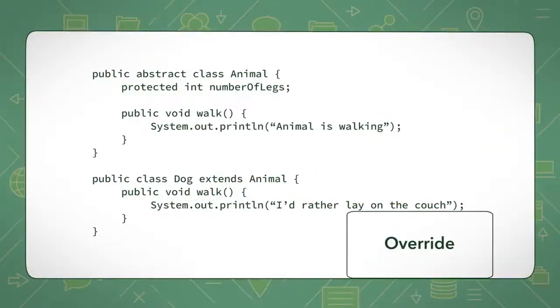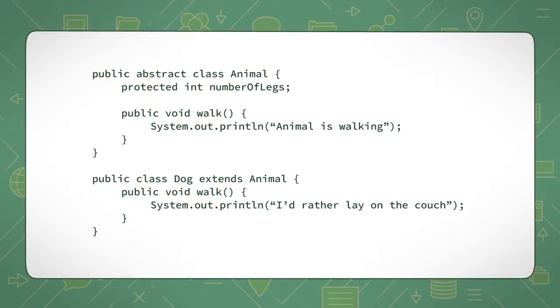Subclasses can override the methods of its superclass, meaning that a subclass can provide its own implementation for an inherited superclass's method. The dog class has overridden the animal class's walk method. If we were to ask the dog to walk, it would tell us that it would rather lay on the couch instead of performing the behavior implemented in the animal class.